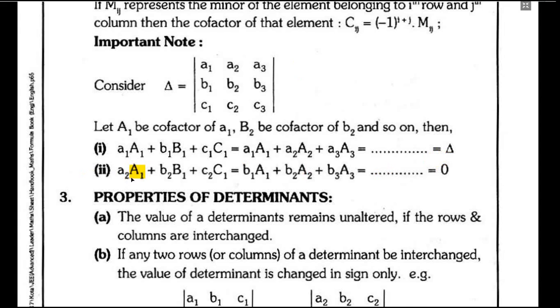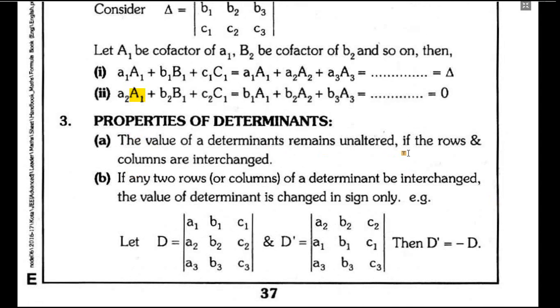So the answer was the determinant, but here we have a2 multiplied by A1, meaning the element a2 is multiplied by the cofactor of a1, plus b2 B1 plus c2 C1, and this equals 0. It means that the two properties which come out are: respective elements multiplied by their respective cofactors give you the determinant value. If the respective cofactor is not multiplied by the respective element, then you are going to get 0 as the answer.